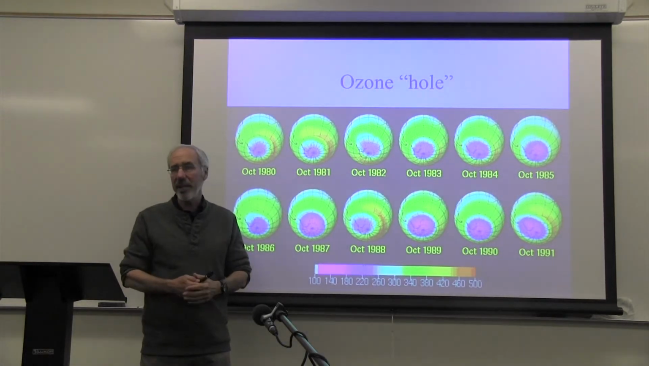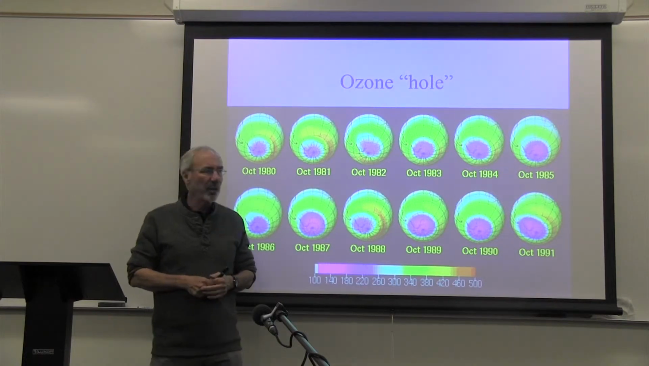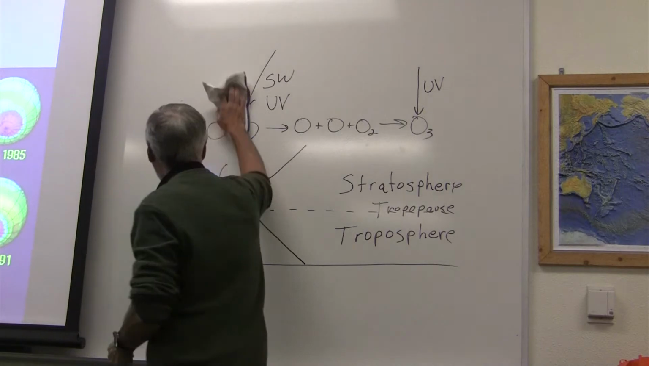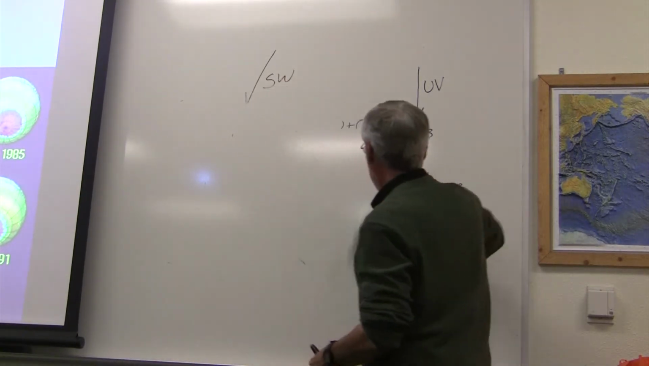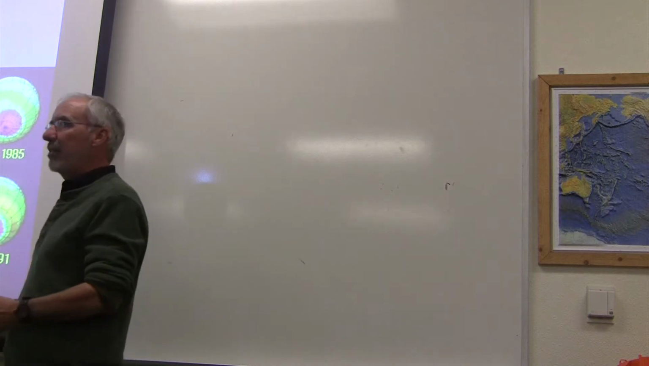This is a serious thing, because remember, ozone protects us from ultraviolet light. Ultraviolet light will kill any life on the planet. So a lot of people started doing some research on why would this be? Why are we losing ozone? Why is the ozone being eliminated from the South Pole?